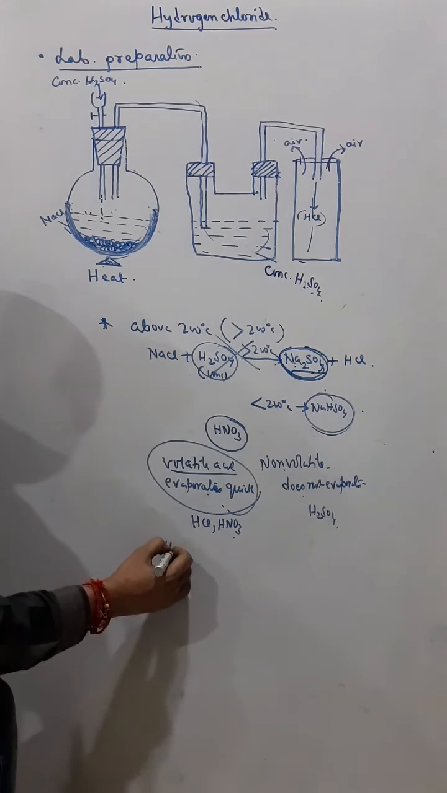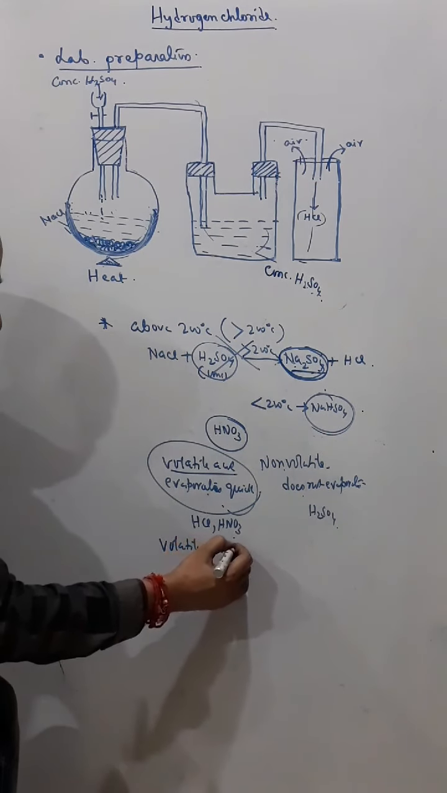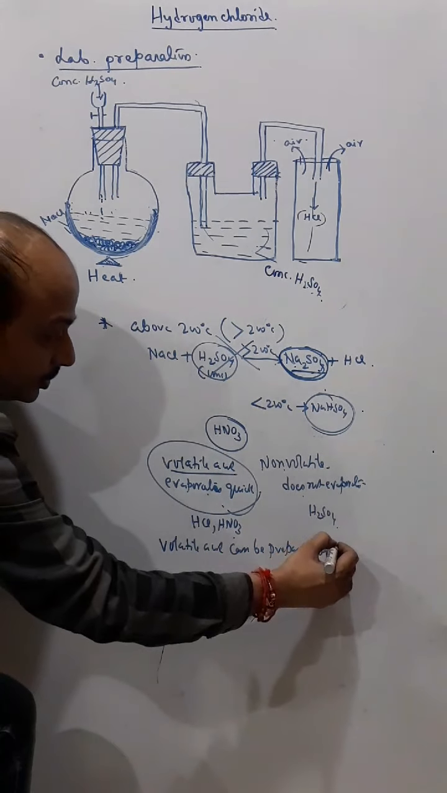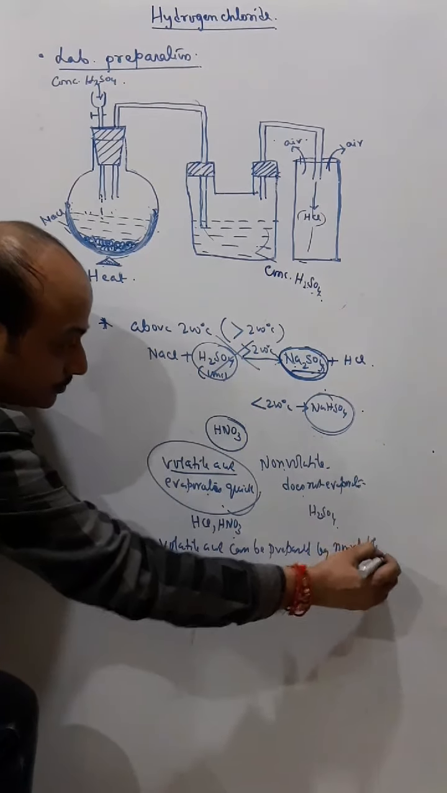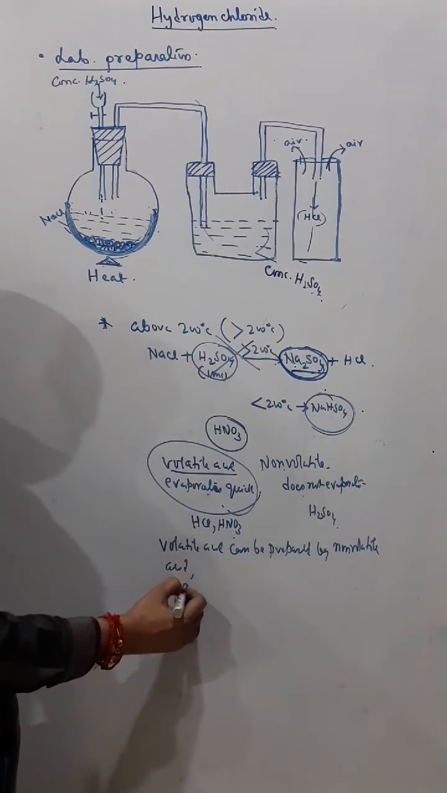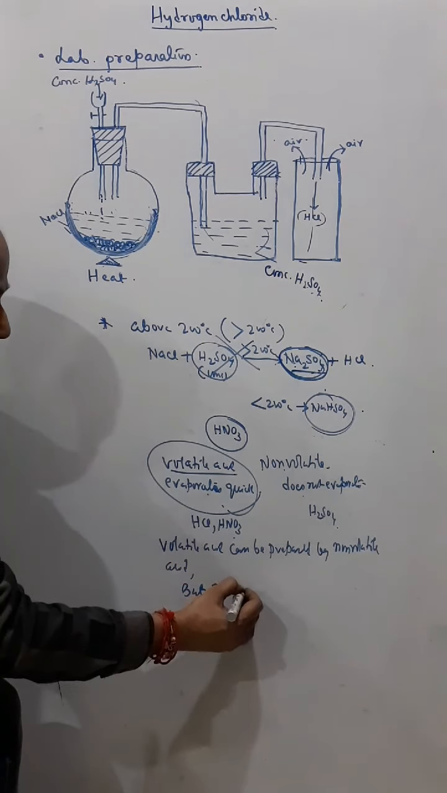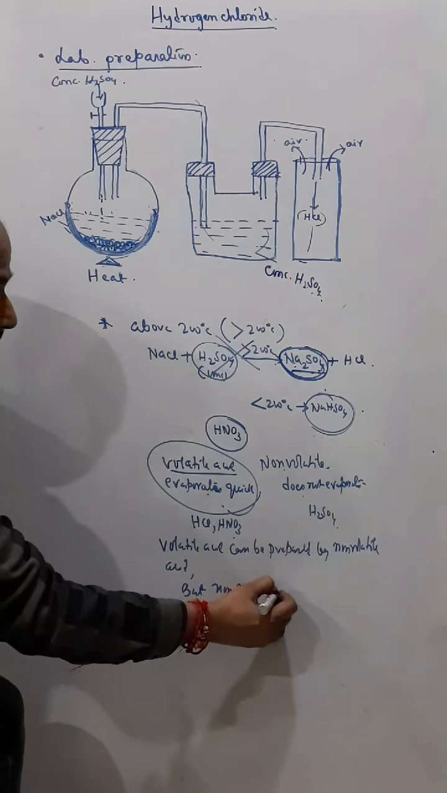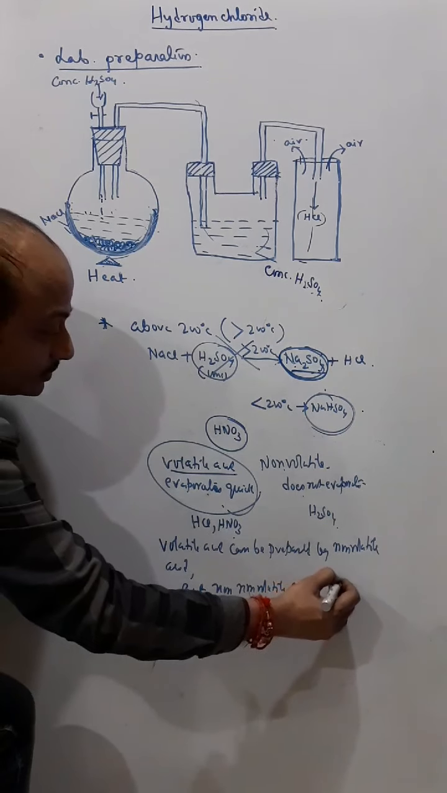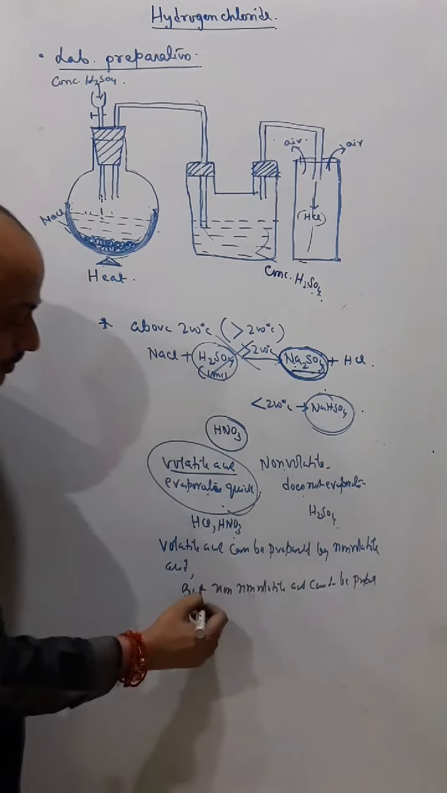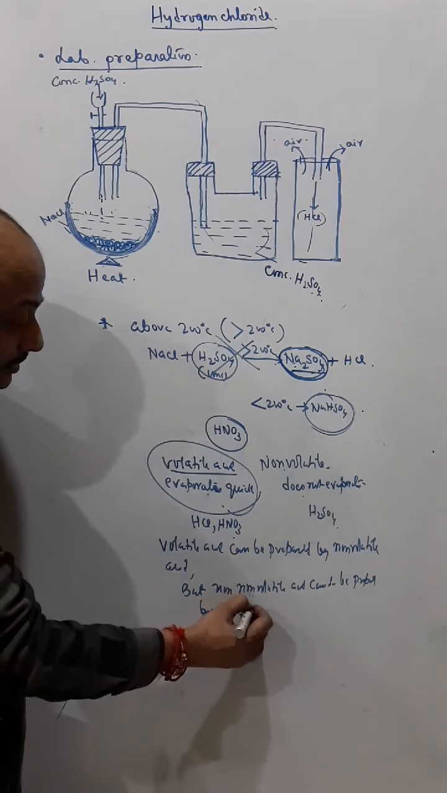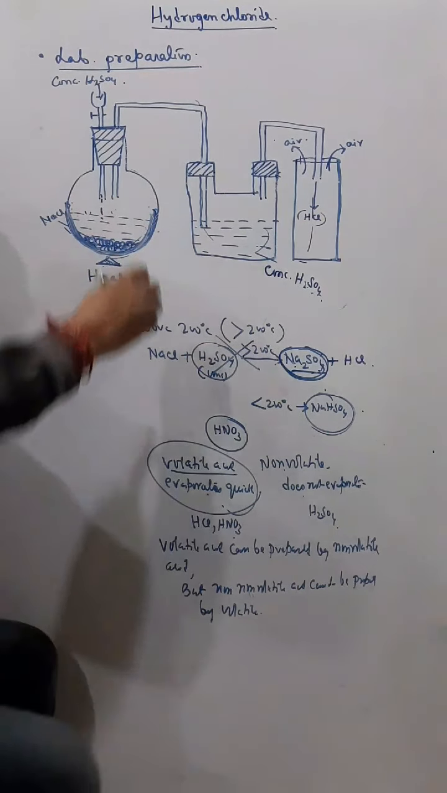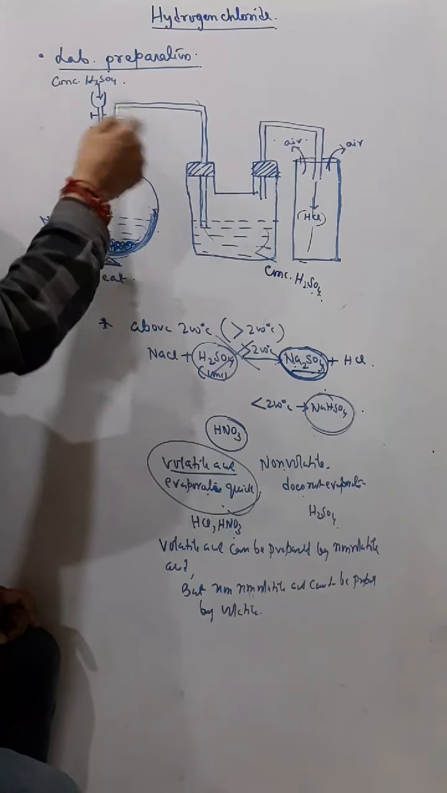Now a volatile acid can be prepared by a non-volatile acid, but a non-volatile acid cannot be prepared by a volatile acid, because generally we don't use a volatile acid to prepare any other acid, because the vapor of the volatile acid mixes with the product.